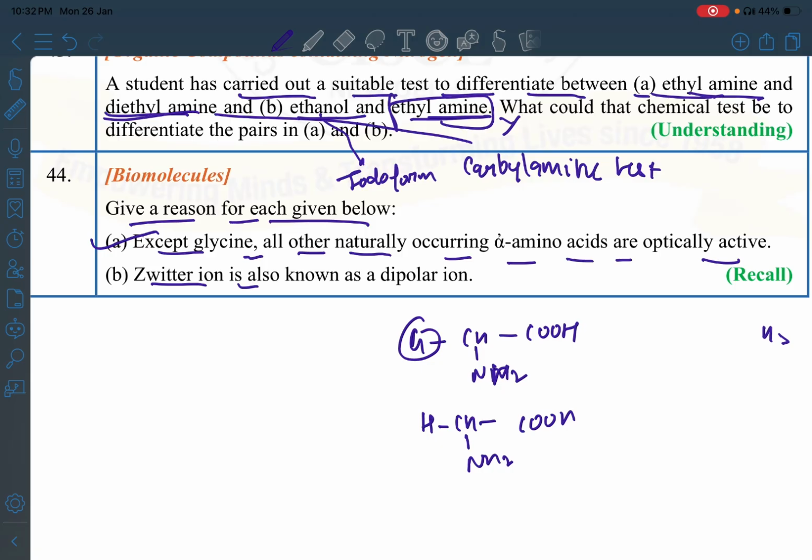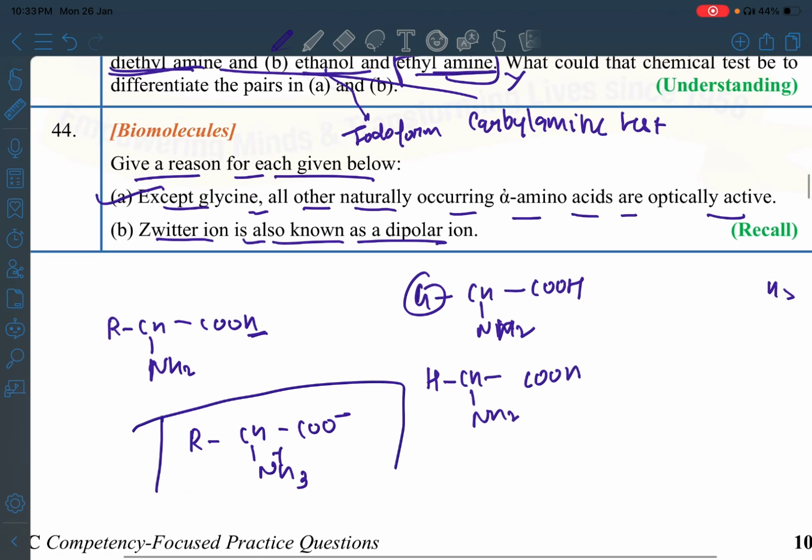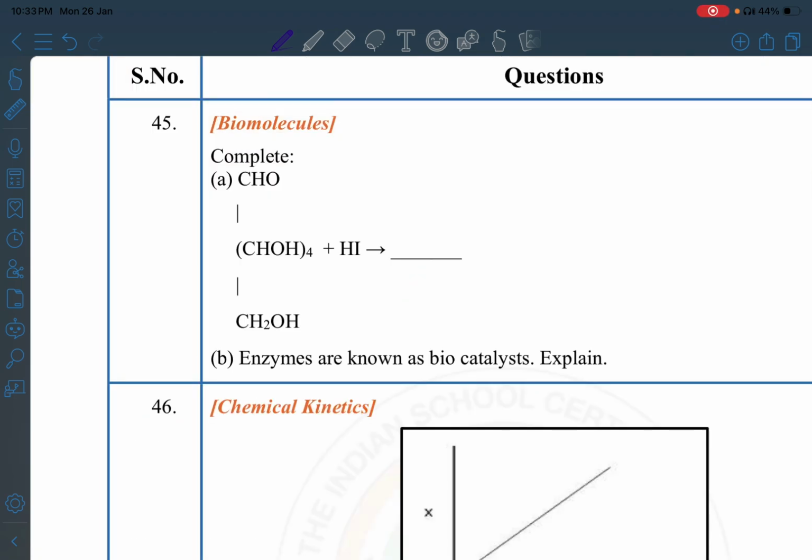Zwitterion is also known as a dipolar ion, because if we have RCH NH2 COOH, it releases H plus, which is accepted by NH2, so it becomes RCH NH3 plus and COO minus. Because the zwitterion has both positive and negative charge, cations and anions, that's why it is called a dipolar ion. Then question number 45 is complete.